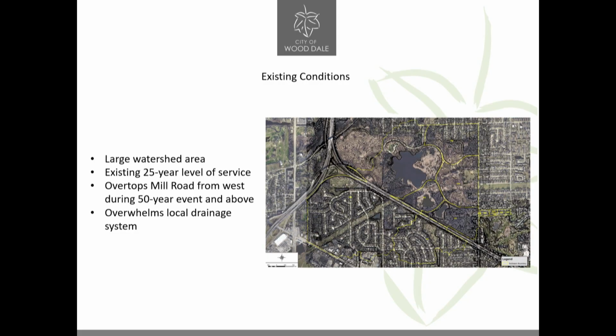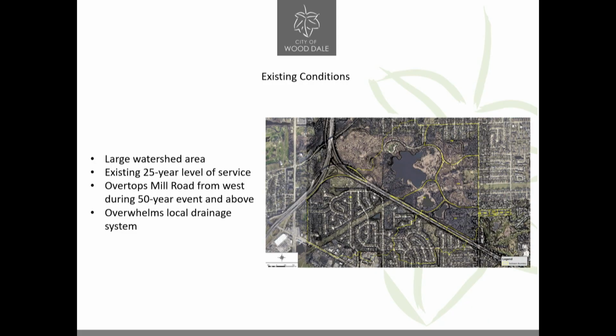The issue is with a 50-year storm and above, the drainage from the west overtops Mill Road and kind of overwhelms the Mary Jane Lane system, so we're collecting all that runoff from the west. There's nothing stopping it until it hits that residential area.